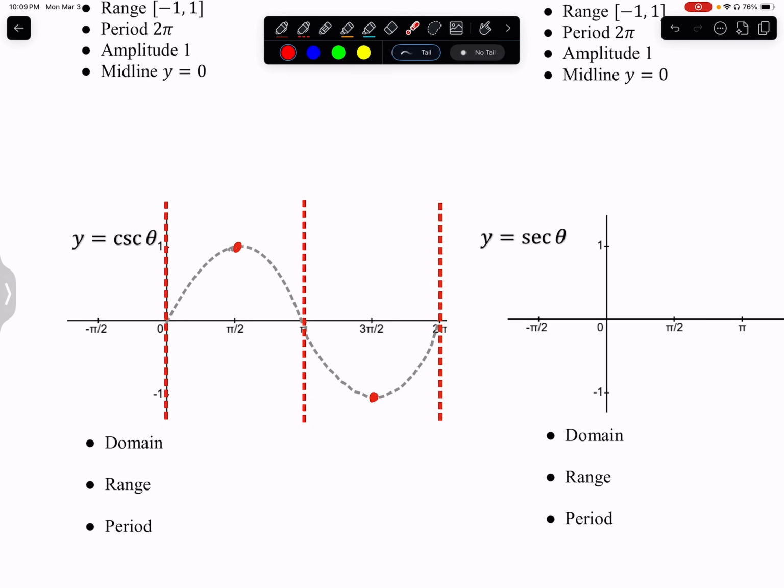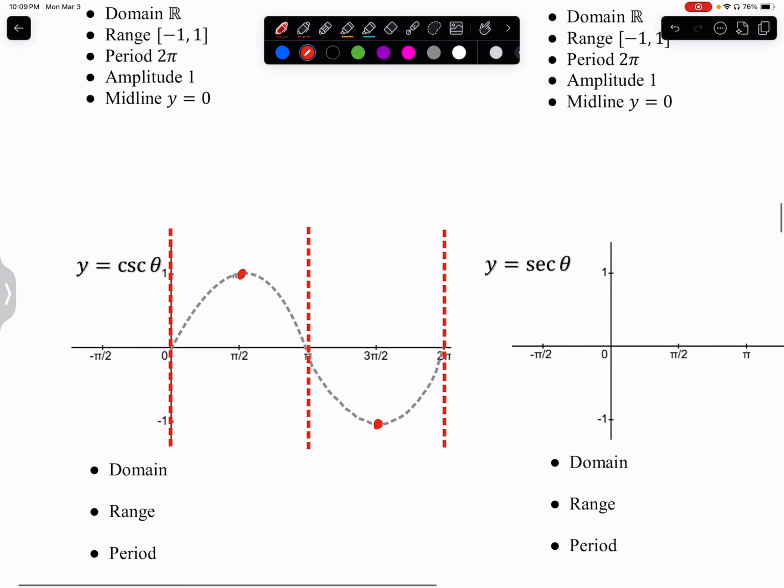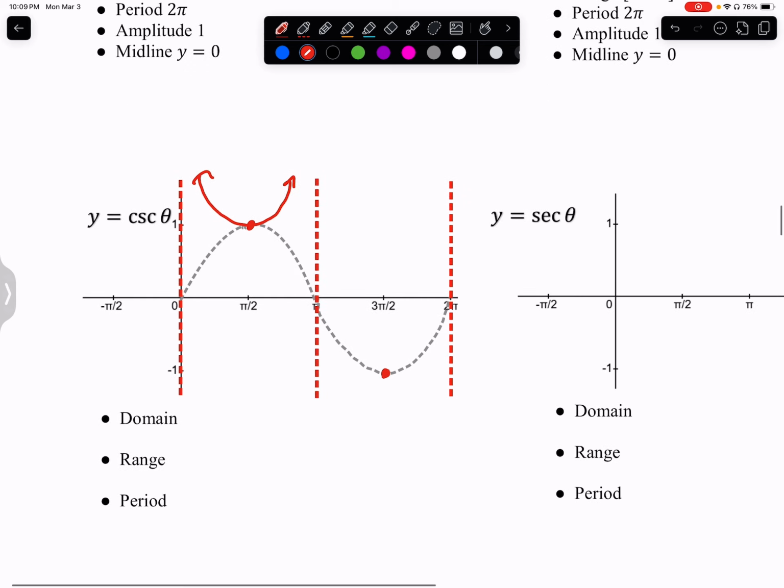If you were to fine-tune some of this, pick some test points between 0 and pi over 2, you would find that our curve looks kind of like a parabola.